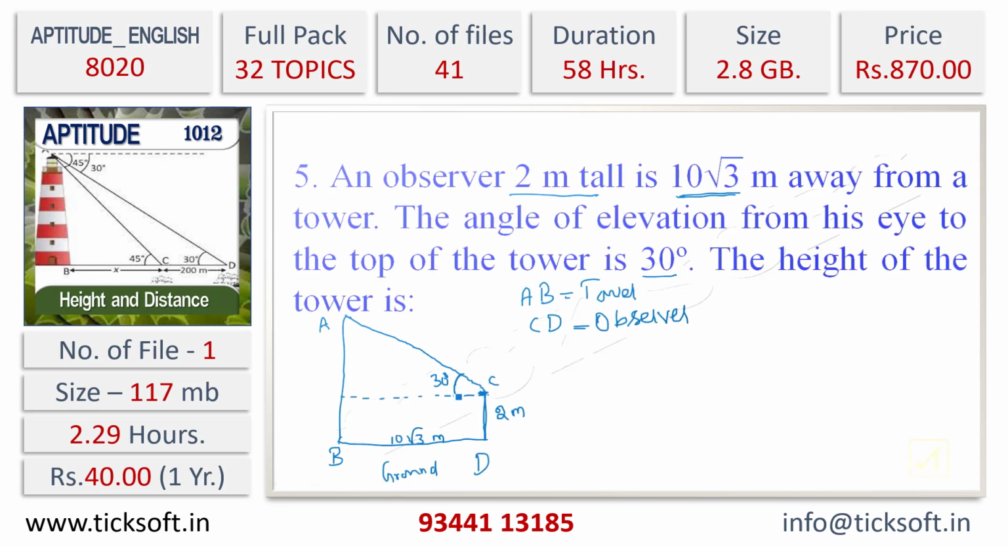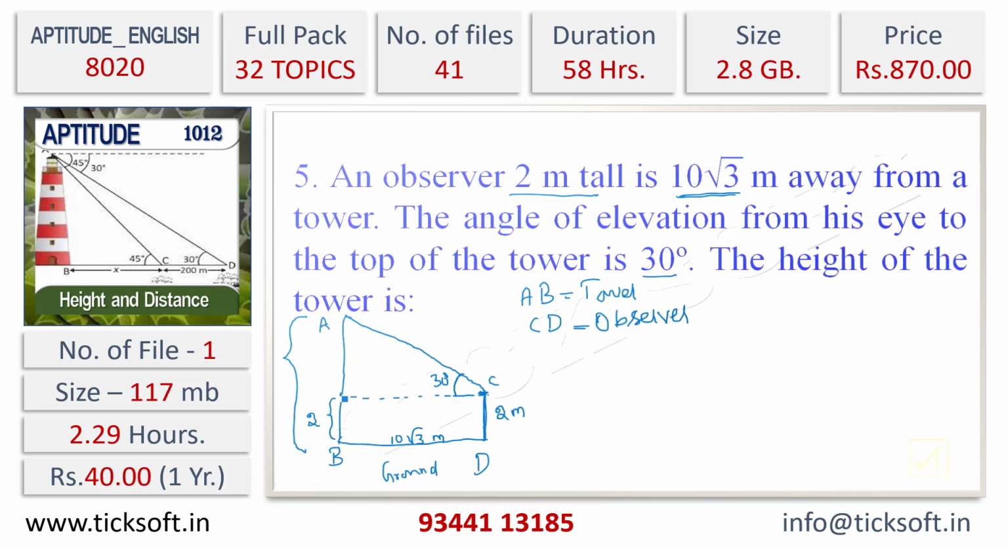So this is the given angle, 30 degrees. And now by using this, what we have to find? We have to find out the height of the tower AB. Now we know that this length is 2 meters. So therefore this length will also be equal to what? 2 meters. And now we have to find out this length alone.